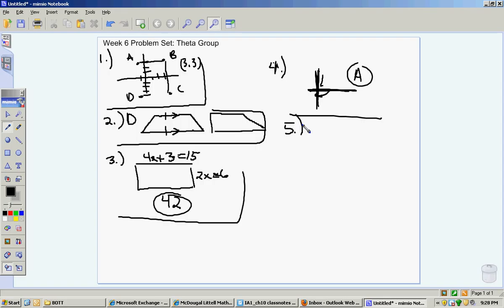And then finally, for number 5, says two squares have sides of 10 and 15 respectively. What's the difference in the areas? Okay, so if you want the area of the square of side length 10, that's just 10 times 10 or 100. And the area for the square of side 15, that's 15 times 15 or 225. And then all you have to do is subtract them, and you get 125, which is answer choice C.